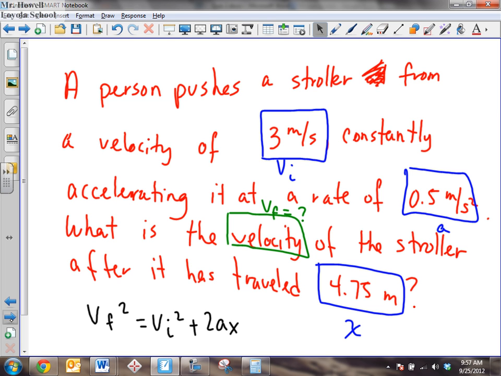Alright, we'll see about this. It's 100. Oh wait, that's VF squared equals. Square root of 7. Take care of the square. Do the square root of 13.7. All right, let's go over this. A lot of you got it. I'm very happy to see that.